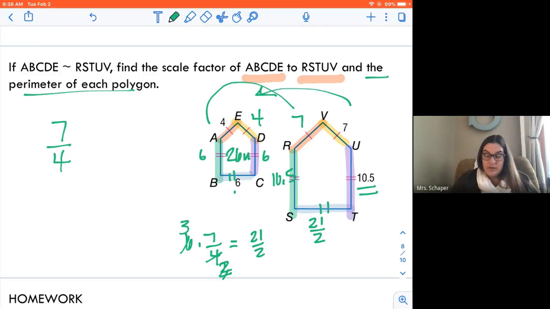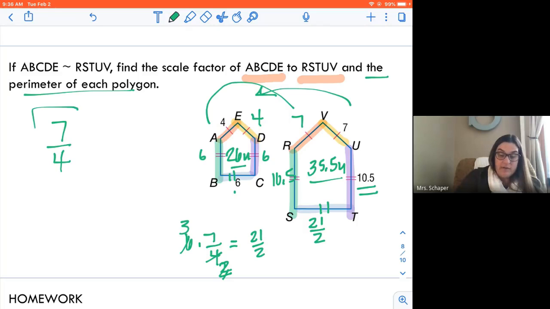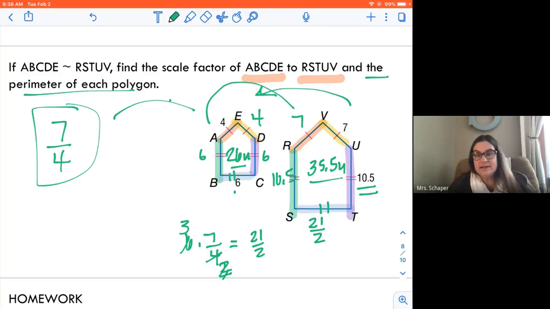And this one's going to be 31.5 plus 14, which is 35.5 units. Okay, so that's where we're at. All right, remember when you're looking at your scale factor, what do you multiply the first one by to get to the second one? All right, here's your assignment.